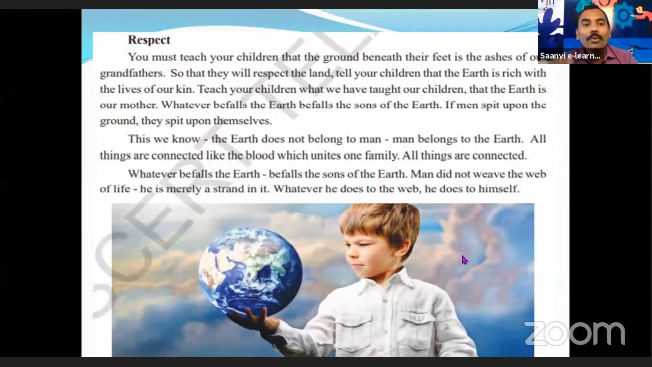So man did not weave the web of life. He's only a strand in it. Whatever he does to the web, he does to himself. If you do something to the earth, it is just like you are doing it to yourself. So that you have to take care of the earth. Chief Seattle again and again telling that you must treat the mother earth as your own mother.